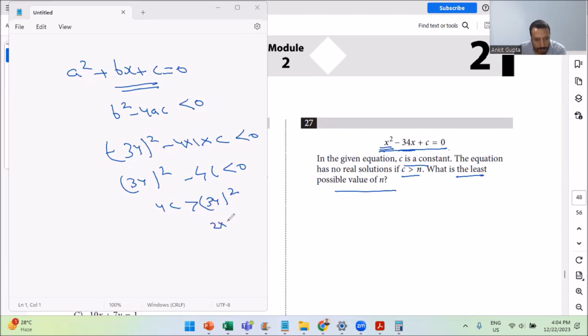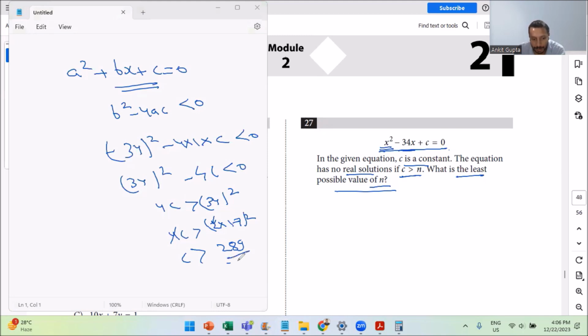34 can be written as 2 into 17 whole square, and 4c is greater than this. That means c is greater than 2 square will become 4, will cancel out with this. So c is greater than 17 square, which is 289. Now it is given that the equation has no real solutions if c is greater than n, and we need to find the least possible value of n.